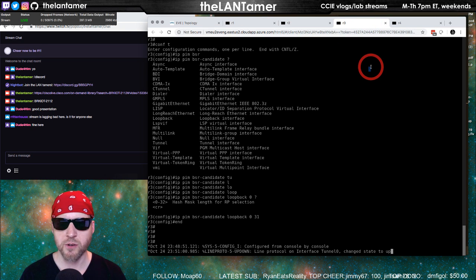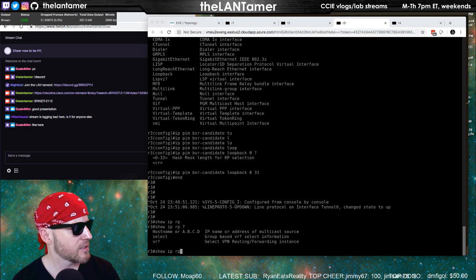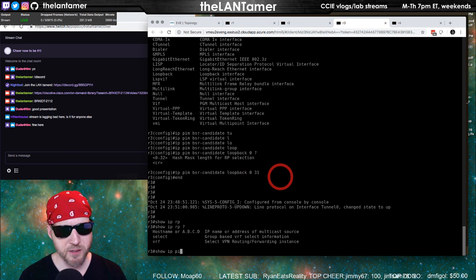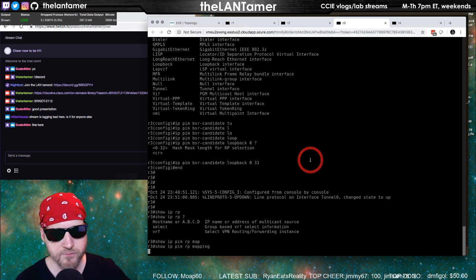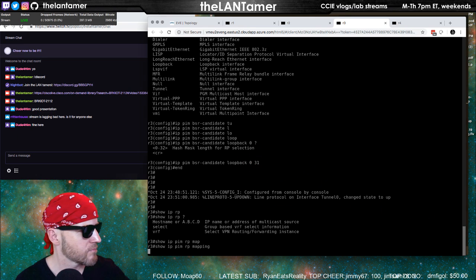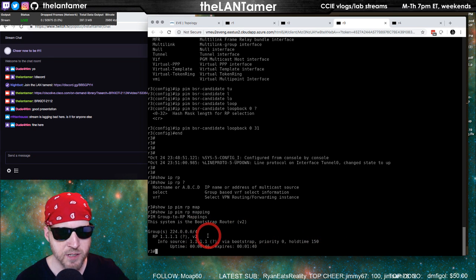Okay, let's see if the other routers now know. Show IP PIM RP mapping, excuse me. Yeah, it knows who it is. It says for every network it's 1.1.1.1. This system, by the way, is the Bootstrap router, and this was learned via Bootstrap, priority 0, hold time 150. Yeah, that is a hold time.